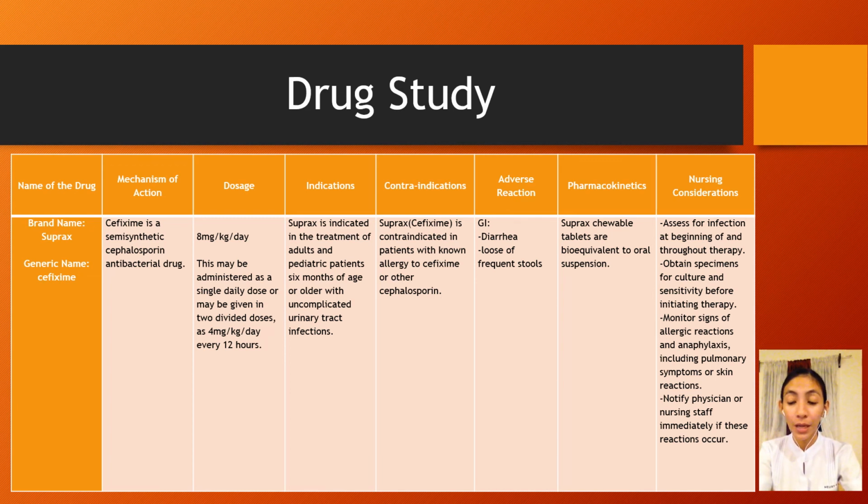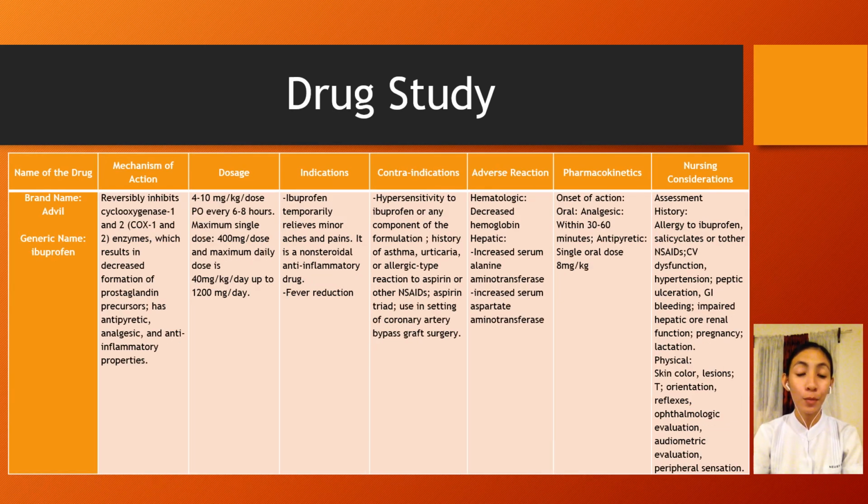assess for infections at beginning of and throughout therapy, obtain specimens for culture and sensitivity before initiating therapy, monitor signs of allergic reactions and anaphylaxis including pulmonary or skin reactions, and lastly, notify the physician or nursing staff immediately if these reactions occur. Lastly is ibuprofen, and the name of the drug: the brand name is Advil and the generic name is ibuprofen. The mechanism of action reversibly inhibits cyclooxygenase 1 and 2 enzymes, which results in decreased formation of prostaglandin precursors, has antipyretic, analgesic, and anti-inflammatory properties.